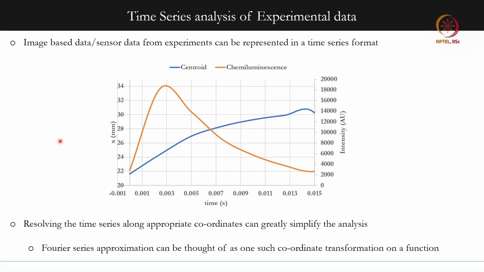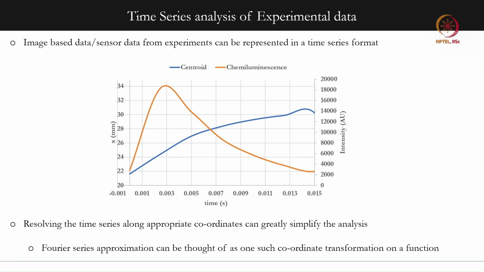So in the previous lecture, we looked into how we can extract our data from image sequences regarding our parameters of interest and basically convert them into time series signals. So we saw that from an image sequence of a flame that is propagating in a channel, we were able to come up with a time series variation of the chemiluminescence intensity and the position variation of the flame. So similar time series profiles can be obtained for all the other parameters that we are interested in.